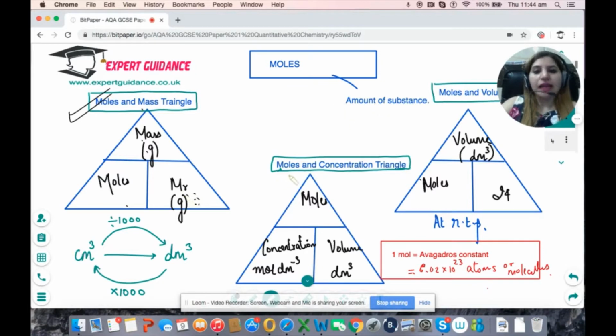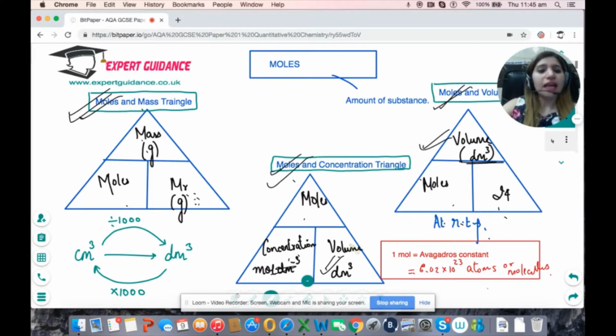Okay. If you have the volume at standard room temperature and pressure, and if the volume is in decimeter cube, you can divide it by 24 to find the moles of the substance. Similarly, if you have the concentration, you can find moles by concentration times volume, provided volume has to be in dm cube. So this is the moles and mass triangle, this is the moles and volume triangle, and this is the moles and concentration triangle.